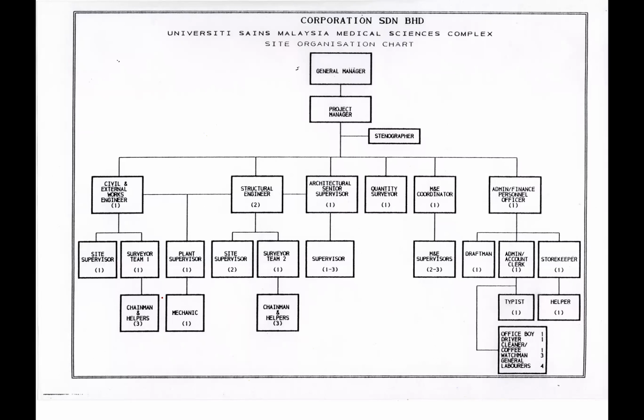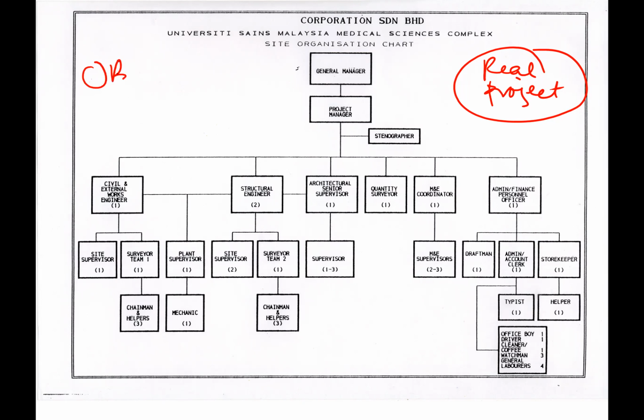Okay, this is from a real project. I've taken this from a real project a long time ago. Okay, just a sample. Normally, even during the tendering stage, you need to come up with the organizational chart. In planning and scheduling, sometimes they call this OBS, organizational breakdown structure. The breakdown of the people, based on the category of work that they are going to be assigned or delegated, based on the work breakdown structure. So OBS and WBS are always interrelated.